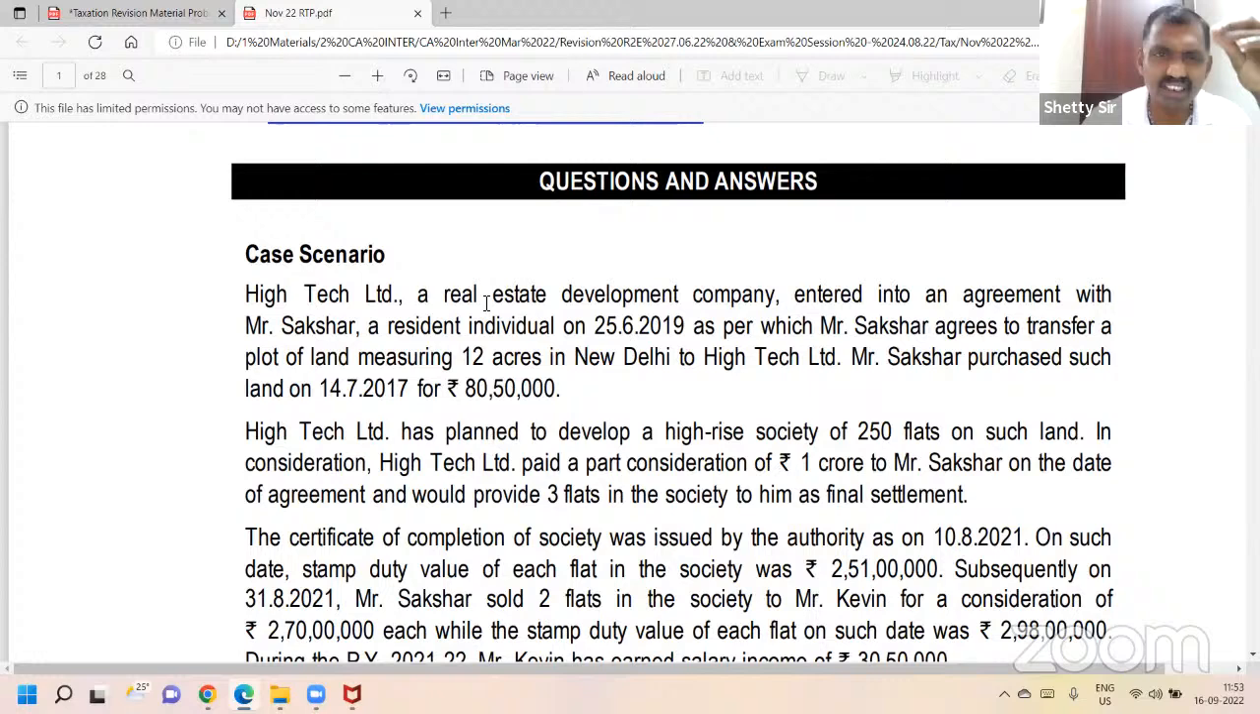It's actually easier than the question I solved in the class, the exchange of land one, if you trust me. It's reasonably easy. So real estate developer, High-Tech Limited, HTL. The developer can be anybody, whereas 45(5A) applies only to an individual or HUF. Understood the idea? The agreement with the developer was on 25/6/2019. Next point number C.